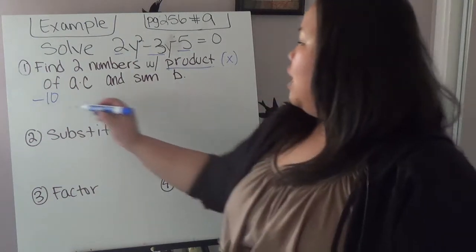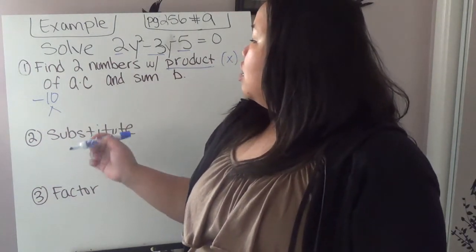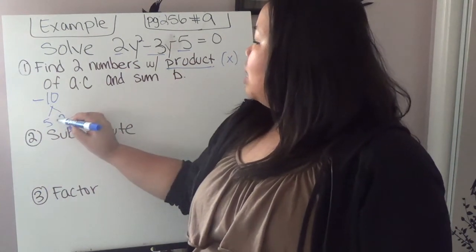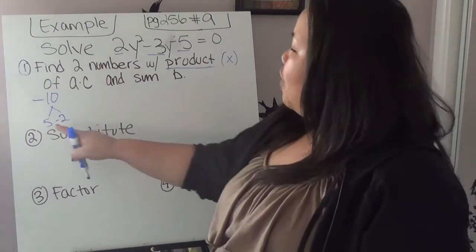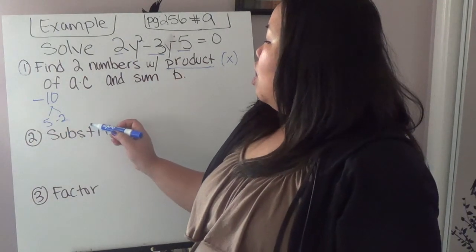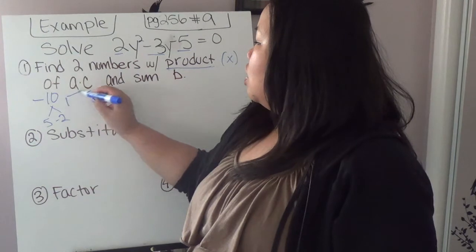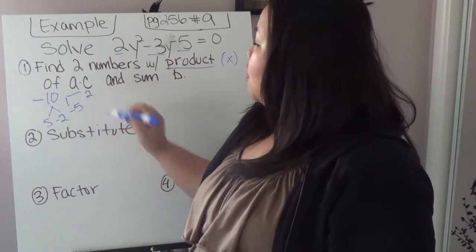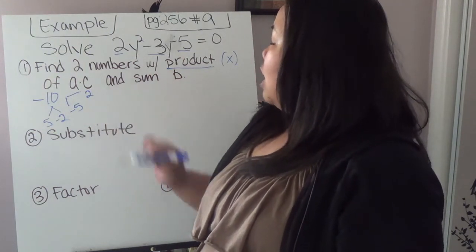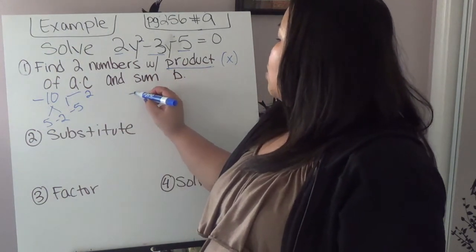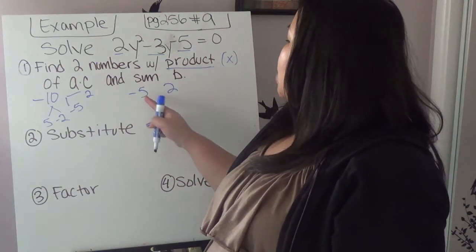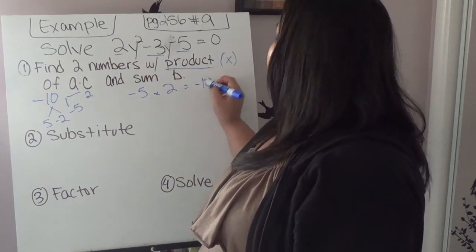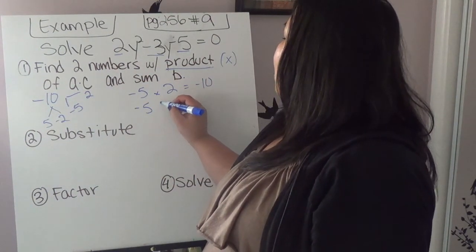So let's look at the factors of 10. 10 is 5 times 2, 5 times negative 2. This gives me 5 plus negative 2 gives me a positive 3, and that's not what I'm trying to get, so let's try another one. 5 times negative 5 times positive 2, this plus this equals a negative 3. So my special numbers are negative 5 and 2, because when I multiply them together, I get negative 10. But then when I add them together, it gives me b.